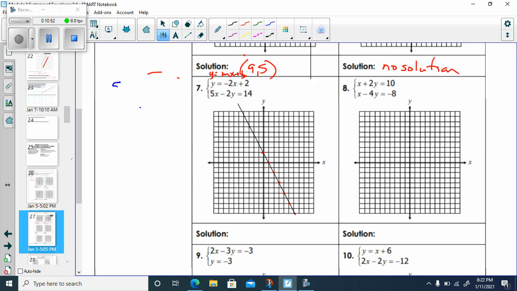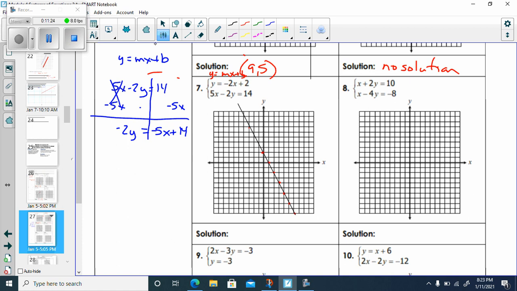But this one, 5x minus 2y equals 14, is not in the format of y is equal to mx plus b. I need to get it into that format. I need just the y over here. So what if I subtract the 5x from both sides? Your 5x is gone. What we've got now is -2y is equal to -5x plus 14, okay? I'm trying to get this to say y is equal to, so let's divide both sides by -2.